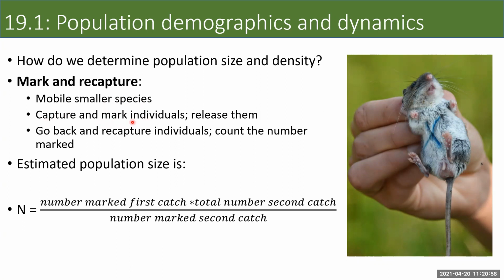For your smaller rodent species, or they don't even have to be rodents, they could just be any smaller vertebrate, you can capture and mark those individuals. You release them, you go back and you recapture those individuals, and then you count the number marked that you recatch. Then you combine the number with your first catch to the number in your second catch with the total marked. Let me give you an example.